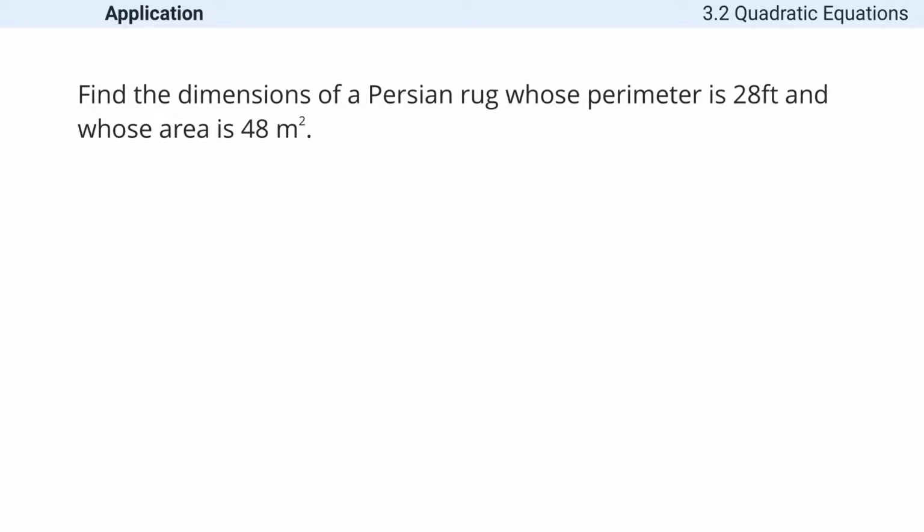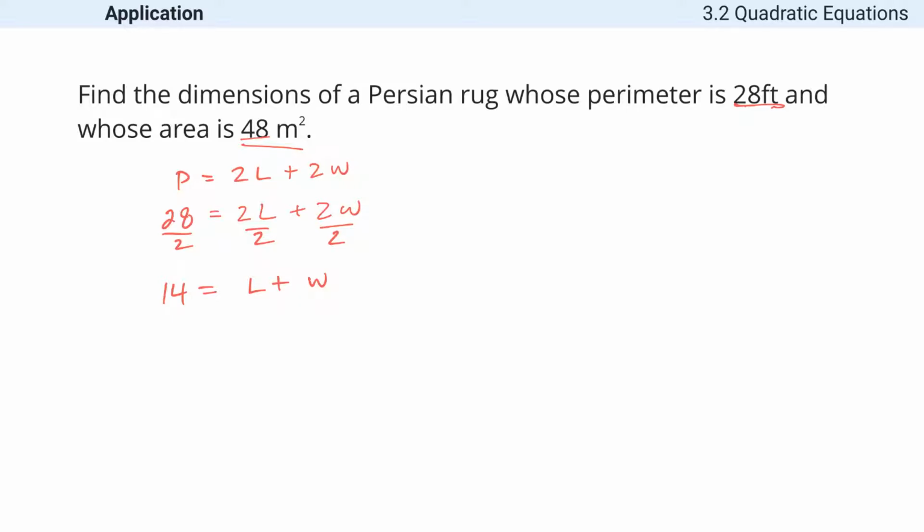They talk about the dimensions of a Persian rug whose perimeter is 28 and whose area is 48. So I need to use that information to come up with a quadratic equation and then solve it. If they say the perimeter is 28, I know the perimeter formula is 2L plus 2W. But if they tell me it's 28, then I can put a 28 here, 2L plus 2W. Just to simplify this equation, I'm going to divide everything by 2. So I'll divide this by 2, this by 2, this by 2, and I'll get 14 is equal to L plus W.